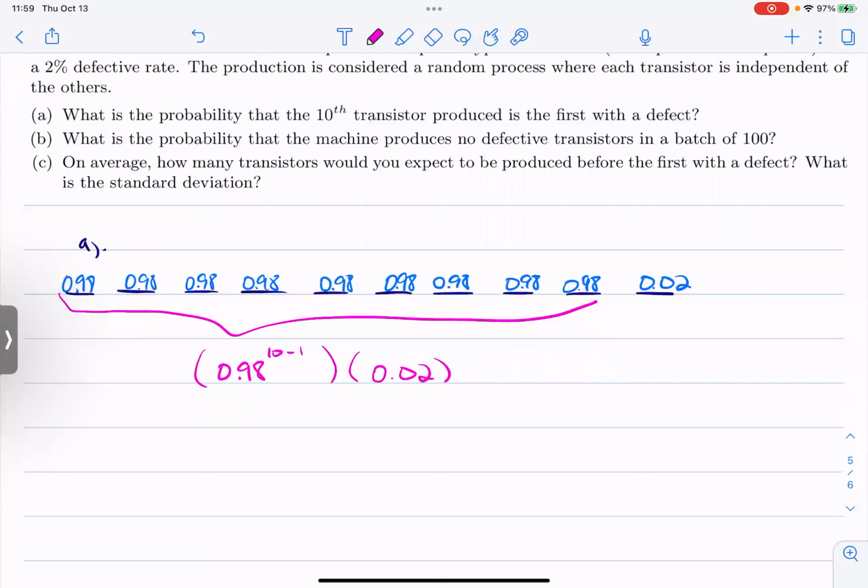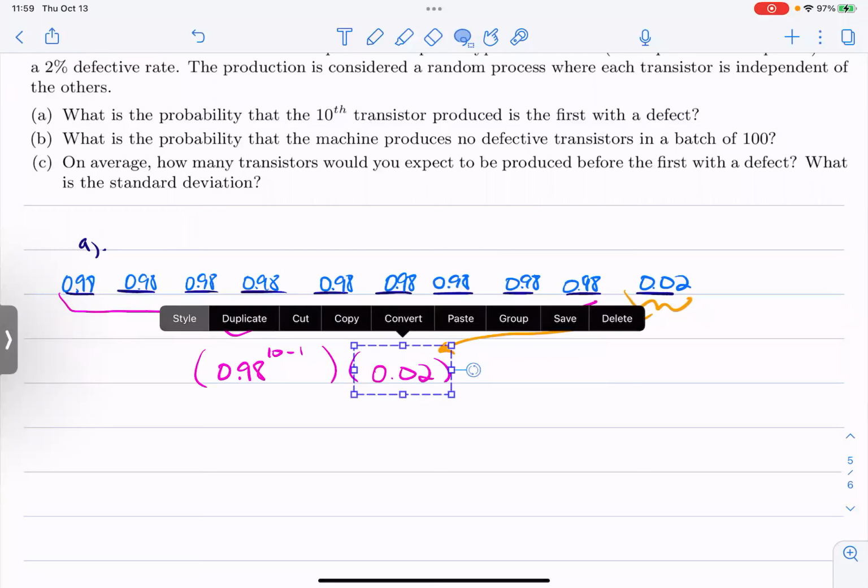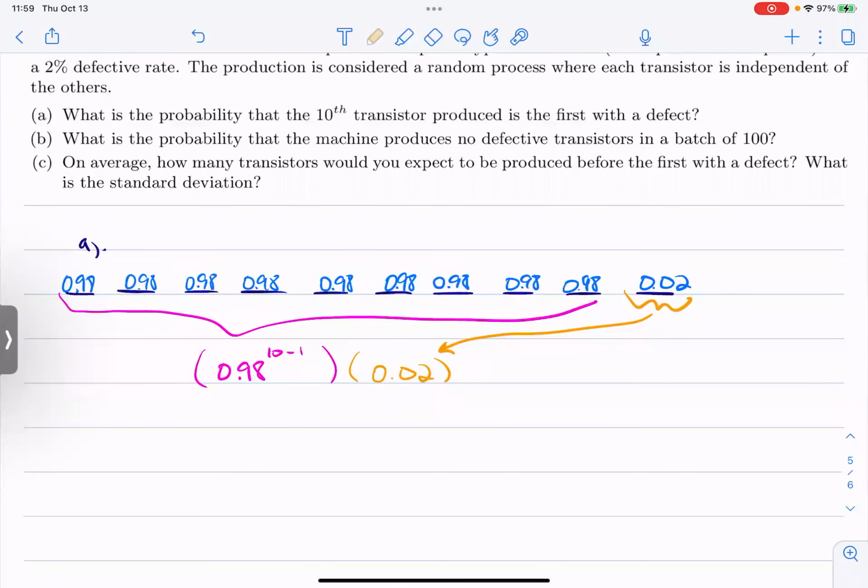Which, well, let me change the color here. Better. Which is approximately 0.01667. Stop it there. So you know how to solve that, right? But what I'm asking from you on the quiz is, reading that, do you know that you could model that with a geometric? The first defective transistor is the 10th one, the nth trial.